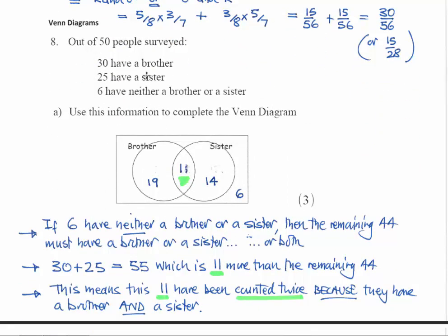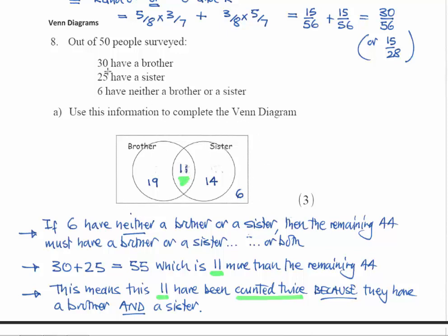Out of 50 people surveyed, 30 have a brother, 25 have a sister, and 6 have neither a brother or a sister. Use this information to complete the Venn diagram. So this box represents the 50 people who are surveyed, and 6 people don't have a brother or a sister, so they go outside. So that means we've got 44 people left in this circle. If 6 are here, 44 remain because the whole lot is 50.